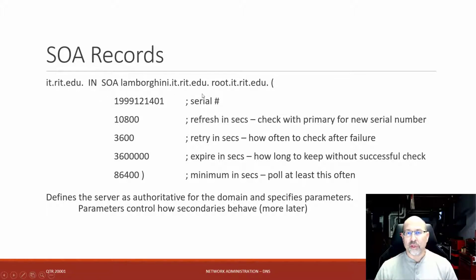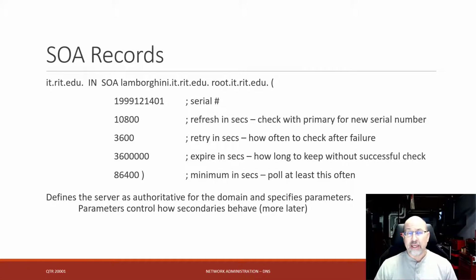At the beginning, we can see that we are a class, internet, makes sense. Start of authority, resource record type. Then we've got the name server associated with this: lamborghini.it.rit.edu would be the name server, and then root.it.rit.edu would just be the contact. Now, we've got this set of timers associated with this. A lot of times this is just how you interact with this particular server.